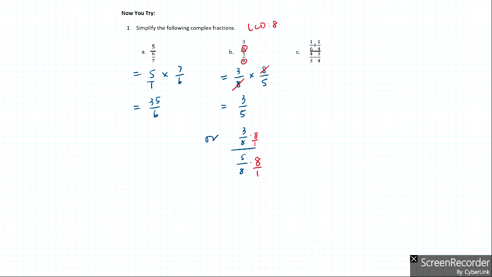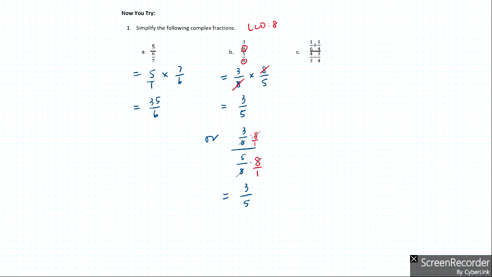Now we can go ahead and simplify the top. Here we have 8 and 8 cancel each other out. And similarly on the bottom, 8 and 8 cancel each other out. That becomes 3 on top and 5 on the bottom. So you can see no matter which method you use, you will get the same result. We have this option only if we have only one term on top and only one term on the bottom. Then we can convert it to a multiplication by reciprocal.